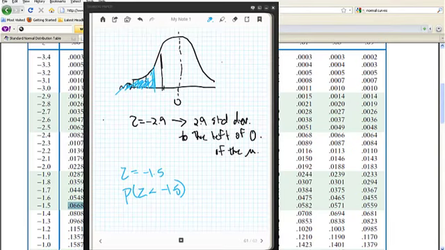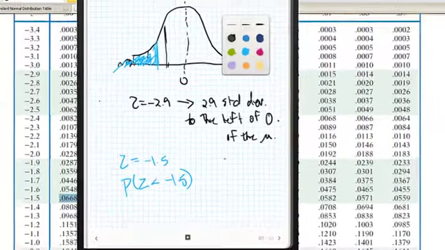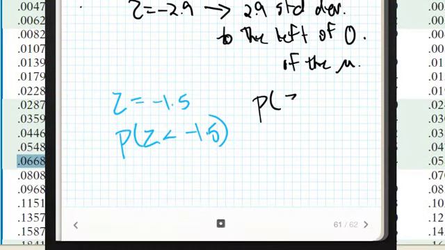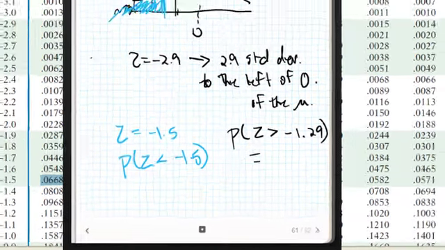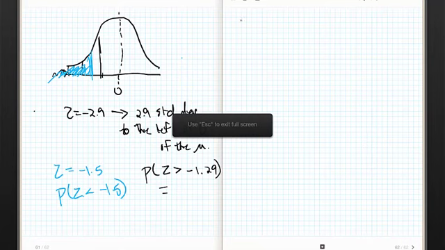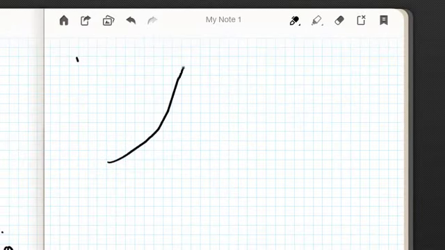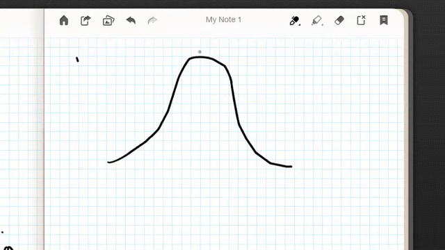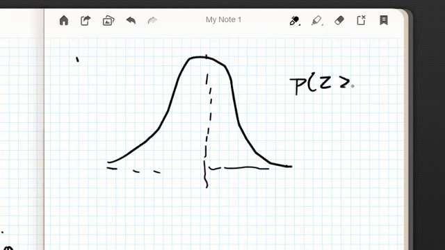All right, how about this? What if I'm looking for this guy? Let me change my colored pencils again. Let's go back here. What if I'm looking for the probability that Z is greater than, say, negative 1.29? Now, this is going to take some thinking. But, okay, negative 1.29. You know what? I'm going to get bigger here, and I'm going to make a new curve. All right, so here we go. Now we're starting to look like that barracuda, or that anaconda that I said. So I'm looking for the probability that Z is greater than negative 1.29.